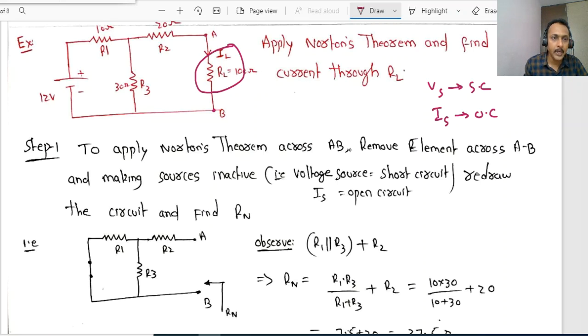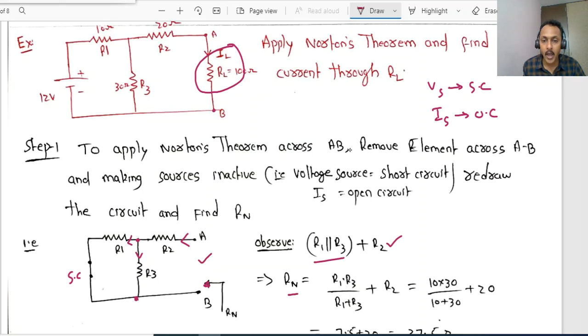In the given problem, there is only one voltage source that is short circuited here, and the element across A and B is removed. Now we have to look into the circuit, right? Now for example, if some current is applied through this terminal, current comes up to here, right? Now current gets divided into I1 and I3 through R1 and R3. Now both the currents will meet again at this point. If you observe, R1 and R3 are in parallel. That is what we have written here, in series with R2, right?